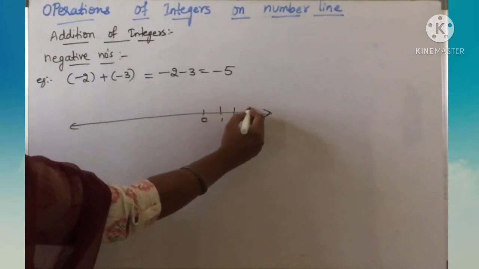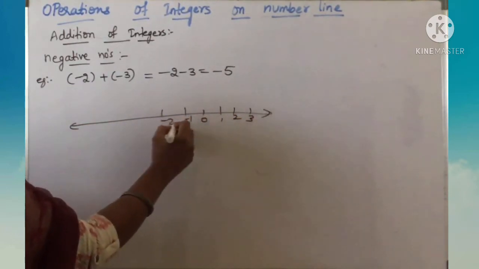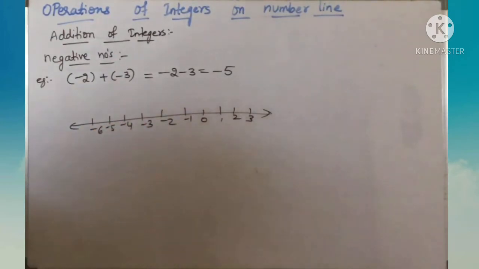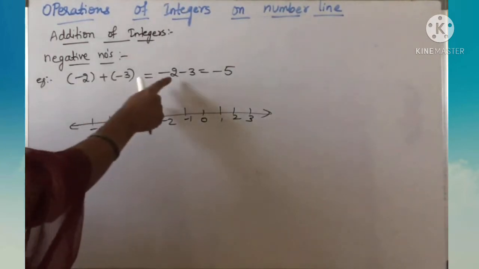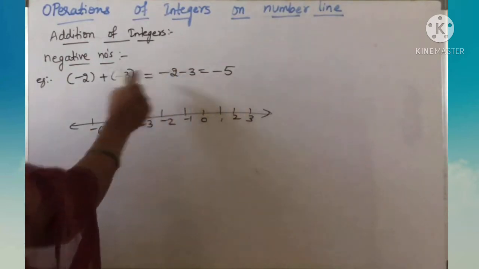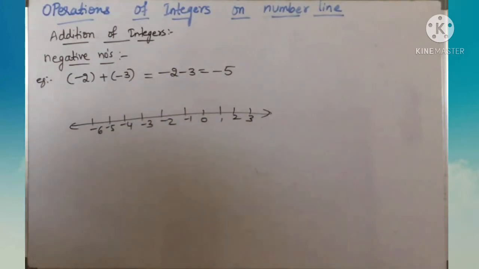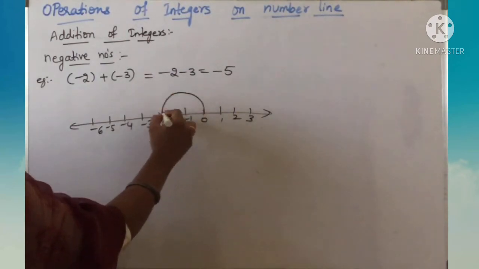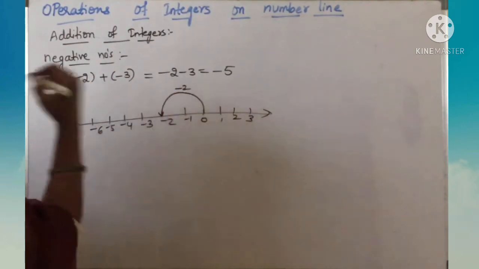I'll take negative numbers more on the number line because we are doing addition of negative numbers. Okay, so 0, right side of 0 all positive, left side of 0 all negative numbers. So here the first number is minus 2 and the second number is minus 3, right? So both are negative. So locate minus 2 on the number line first. Here 0 to minus 2. This is minus 2. 0 to minus 2.